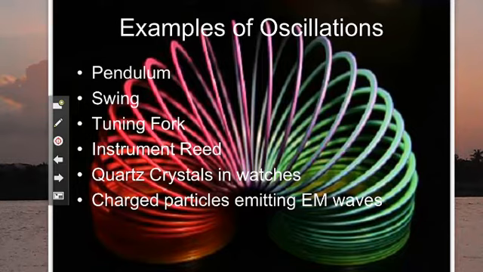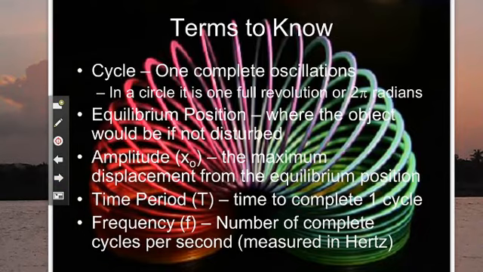Things like pendulums, swings, tuning forks, oscillating charged particles emitting electromagnetic waves, all examples of oscillations. And when we're talking about simple harmonic motion, it's important to know a couple of terms, and these are going to come up over and over again.